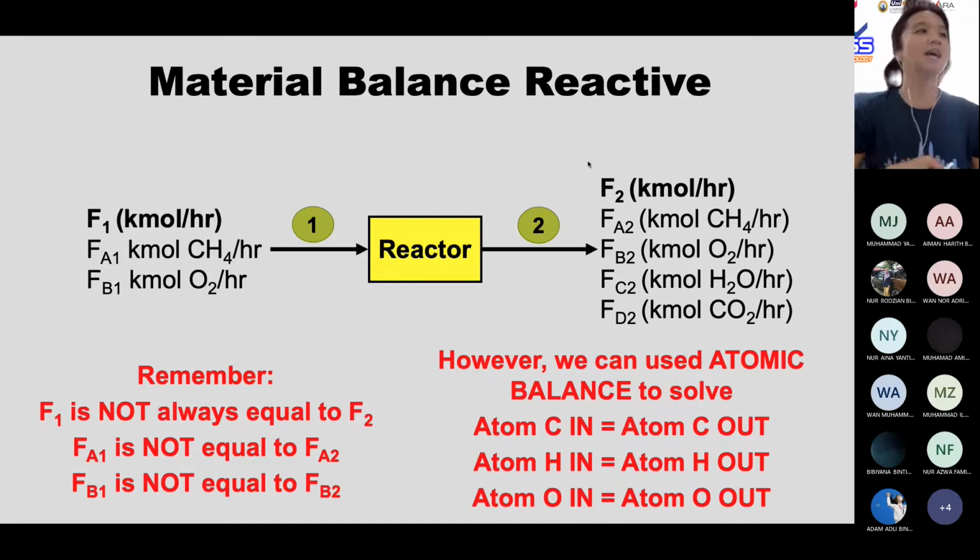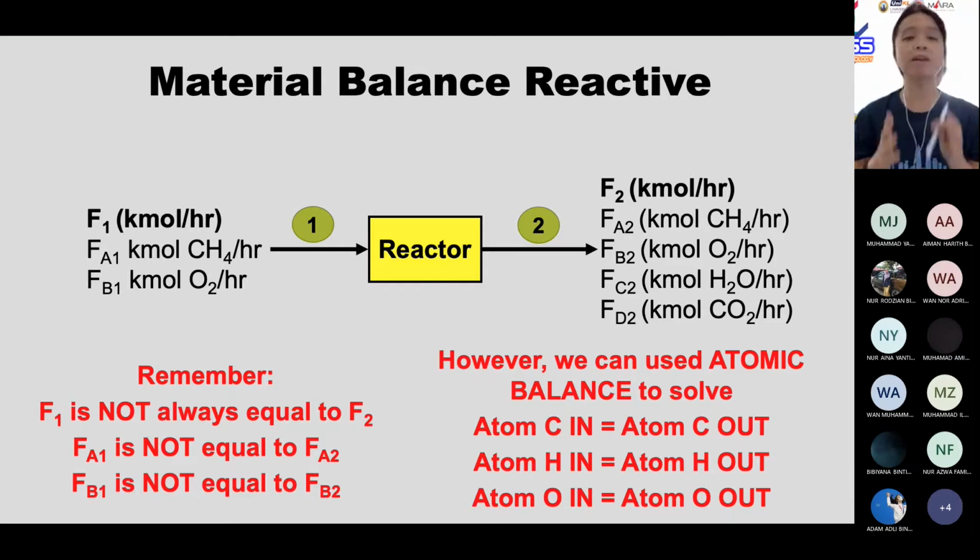For me personally, I prefer using the atomic balance method in comparison to the extent of reaction method. The extent of reaction method is a bit complicated because you need to know the reaction chemistry, the reaction equation, and the calculation can be a little bit complex. That's why in the class for design project 1, I teach you using atomic balance. However, if you choose to do the extent of reaction method, it's okay. Either method is fine because the answer is still the same. It doesn't matter which method you use, but personally, I prefer the atomic balance method.